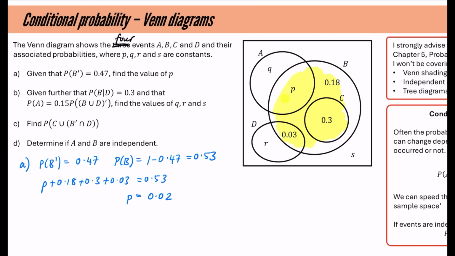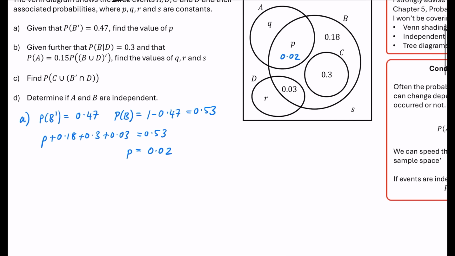Now something I often find very useful to do with this is to go to your diagram and add in that we now know that P is 0.02. So it says here for part B of the question, given further that the probability of B given D is 0.3, and that the probability of A is 0.15, the probability of B union D not, find the values of Q, R, and S. So there's quite a lot going on in this question. I think we're going to just take these things one at a time.